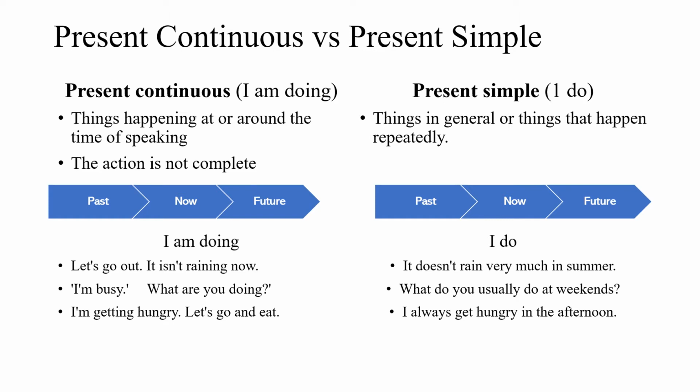While the present simple tense is used to talk about things in general or things that happen repeatedly. Examples of present simple tense can be: it doesn't rain very much in summer. What do you do usually at the weekends? In present simple tense, we are talking about things generally.